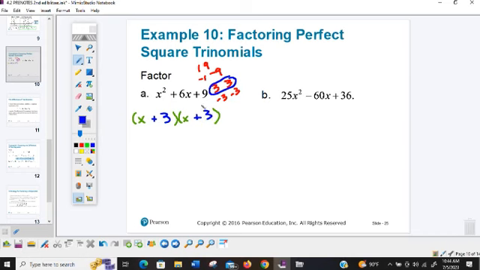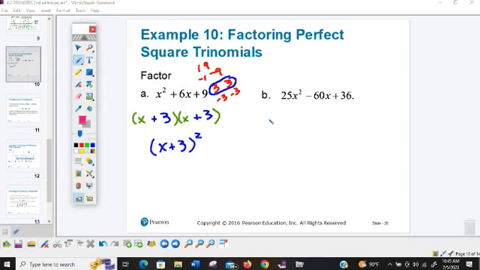So I put a positive 3 here and a positive 3 here. And notice that outside is 3x, inside is 3x, and that adds to 6x. Now, because these are exactly the same, we can write this as x plus 3 to the second power. Let's try another one.